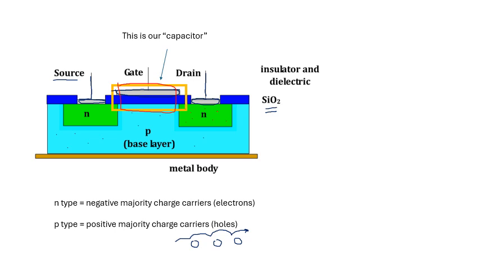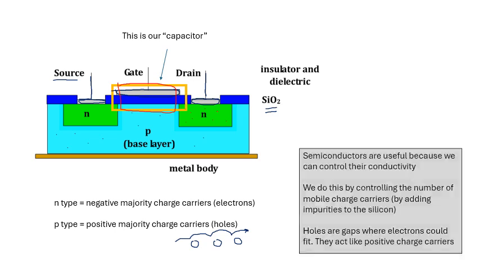Now, there's our capacitor. Just said that. Again, semiconductors are useful because we can control their conductivity. We control this by controlling the number of mobile charge carriers. And what you do is you dope them by adding bits of boron or phosphorus or whatever to make p-type, n-type semiconductors in silicon. Holes behave like positive charge carriers because they're basically gaps where electrons can fit.